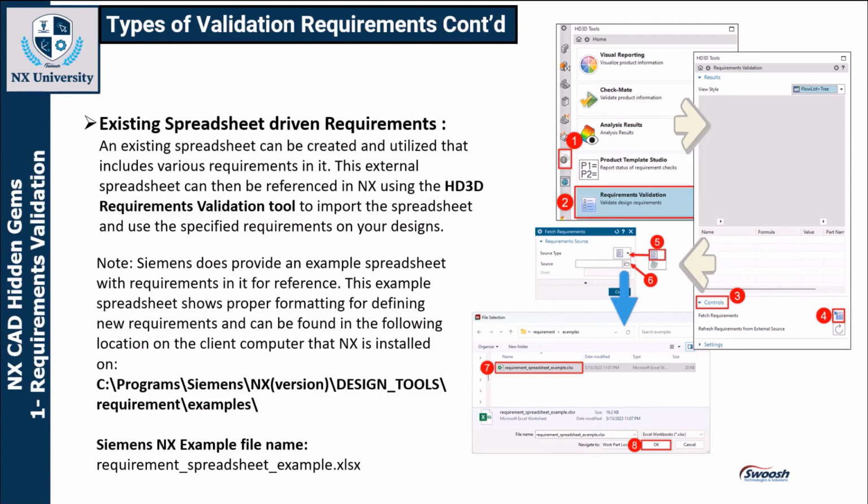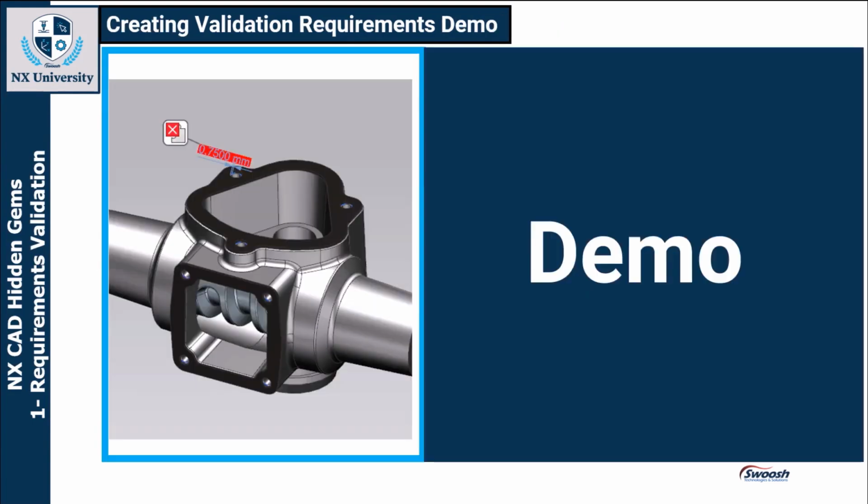So you can find that in C, Programs, Siemens, the NX version that's installed, that folder, inside the Design_Tools folder, Requirements, and then the Examples folder. You will find the Siemens NX example file that is called requirement_spreadsheet_example XLSX. So this is a standard Excel type file. Now we'll take a look at a quick demo that goes over the process of creating these validation requirements on your parts.